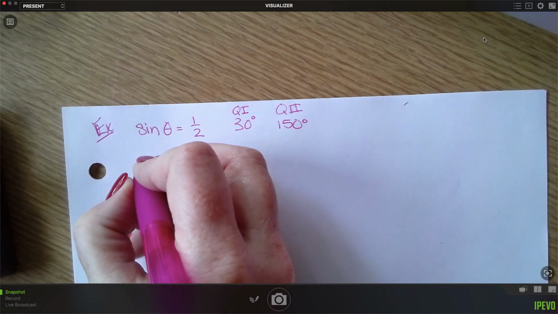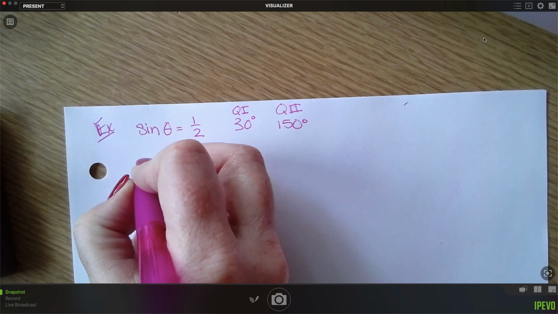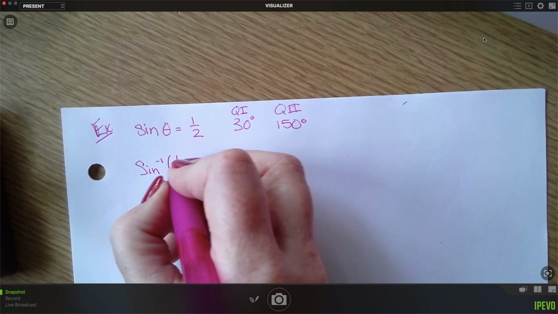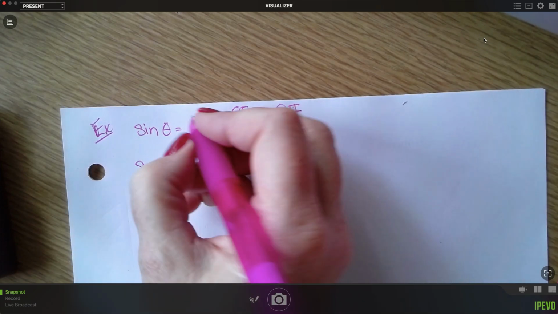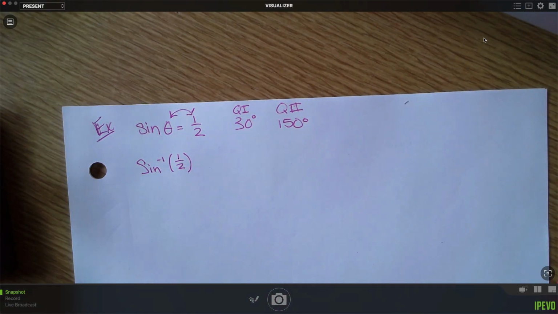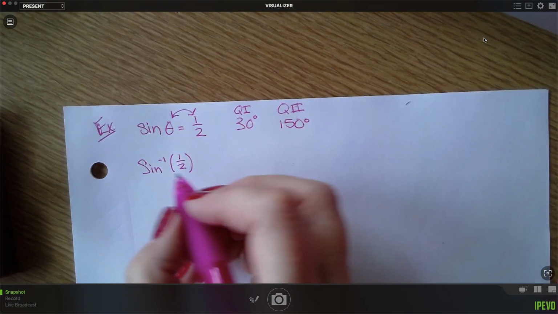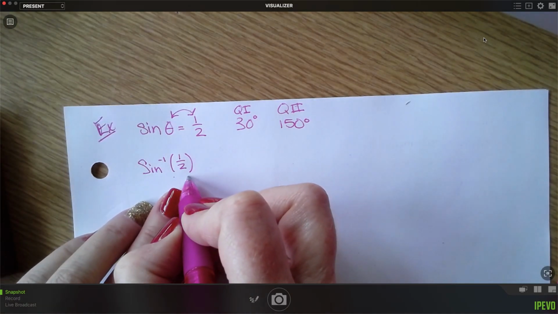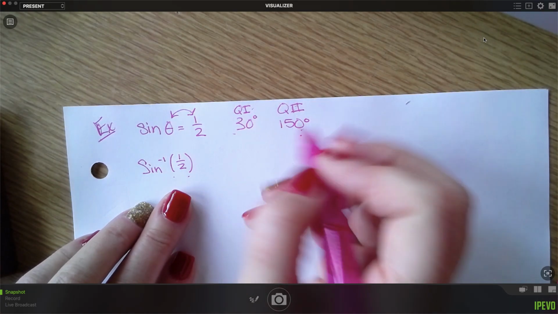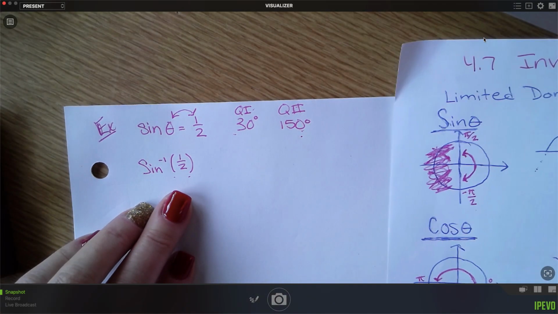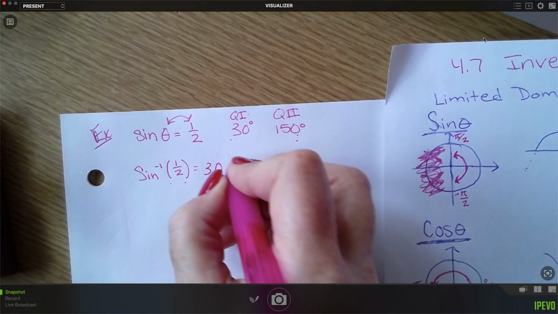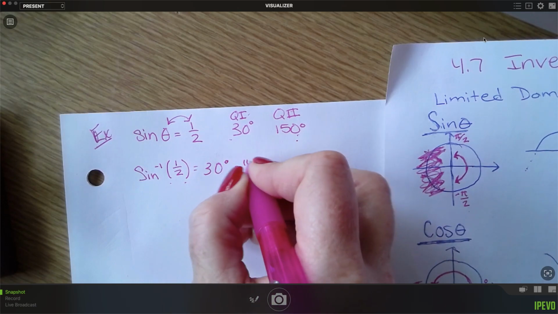What they're going to do is say the inverse sine of 1/2. Well, remember inverses do what with these two things? No, not reciprocal. They switch places, right? So it's inverse sine, so that means I'm limited. So which one of these is my answer? 150? Does quadrant 2 exist? 30. Quadrant 1 is the only one. So it's 30 degrees, or in radians, pi over 6.